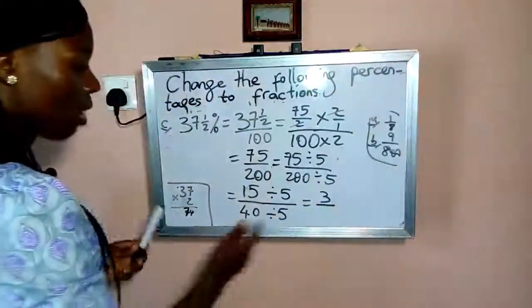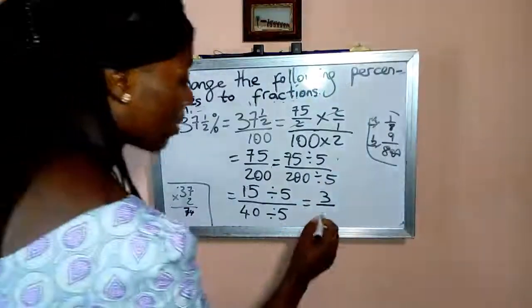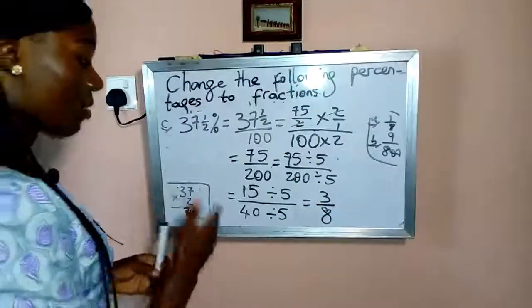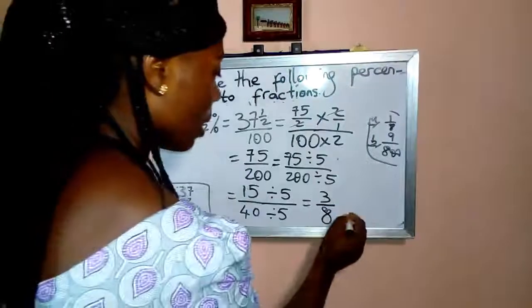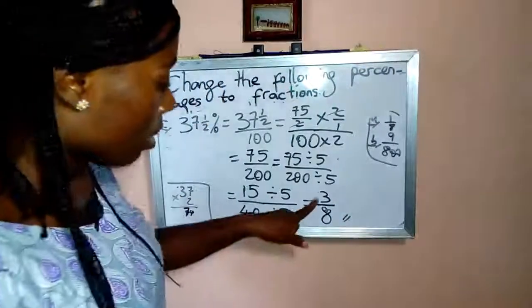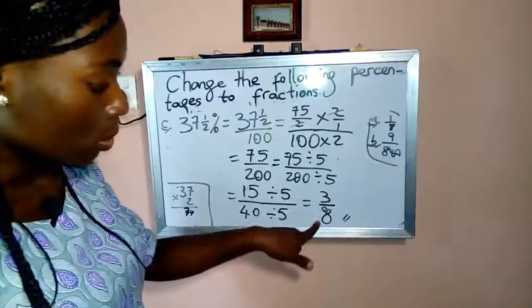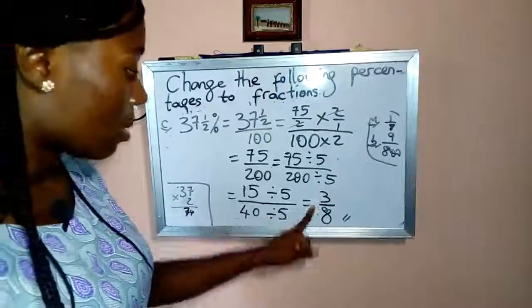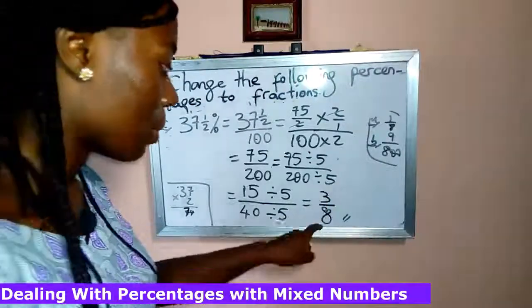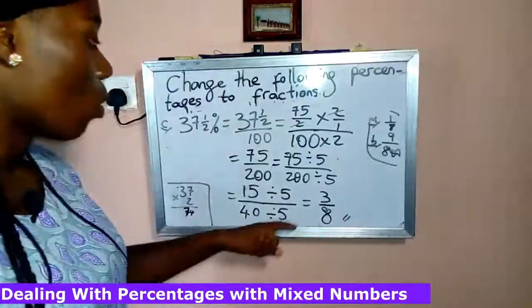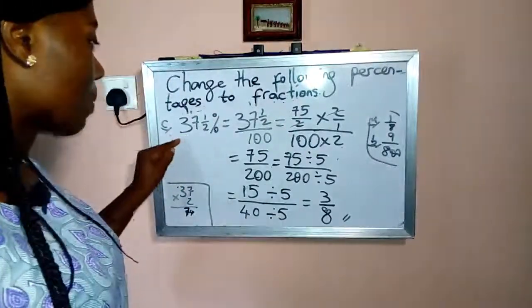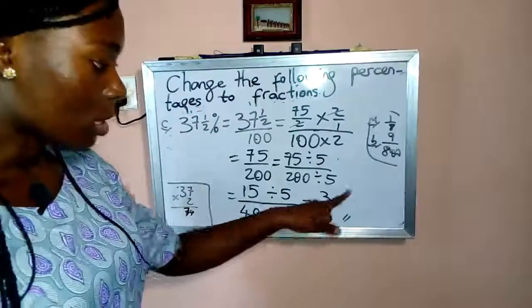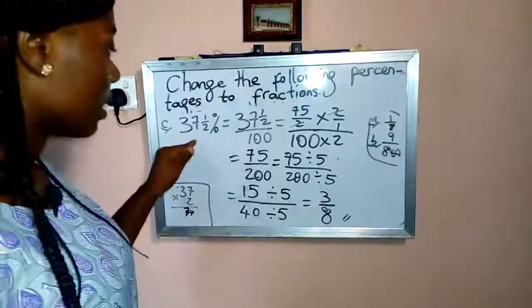3 over, now 40 divided by 5, I'll have 8. How did I know? 5 times 8 is 40. So I'd say this is my final answer. Why? Because there's no number that can go into these two without a remainder. This is an odd number, this is an even number. So we have achieved our last term, or the lowest term of this number. That is to say, 37 whole number 1 over 2% in fraction is 3 over 8. This is equal to this.